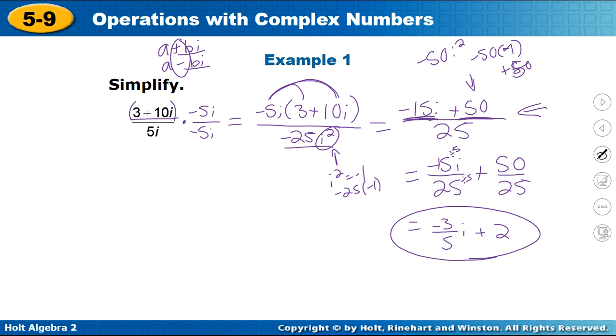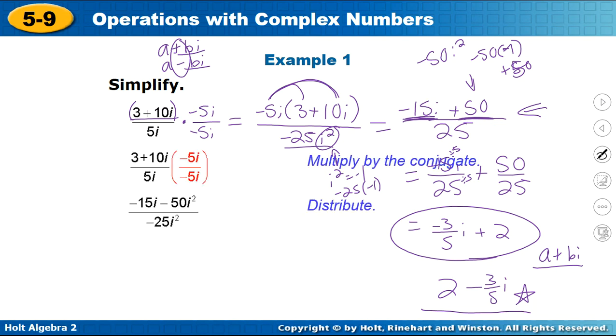The only thing maybe I would change is the fact that it should be written in this format with the real part first. So if I did that, it'd be a positive 2, then minus 3/5 i, because it is a negative 3/5. So that's why I have the minus there. And this is probably a better way to write your answer. Either is correct technically, but it is more standard to write it with the real part first.